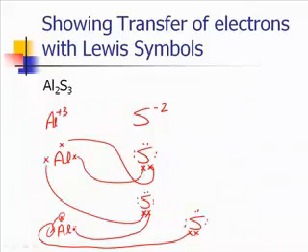Again, I'm just doing this to clarify for you what we're doing when we write formulas. We are balancing charges, and that's essentially what we're doing. We're ensuring that every electron given up is going to another atom. And so we're looking at, well, how can we combine these so that that happens?